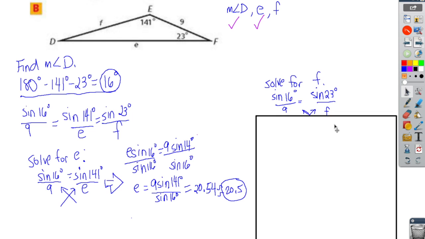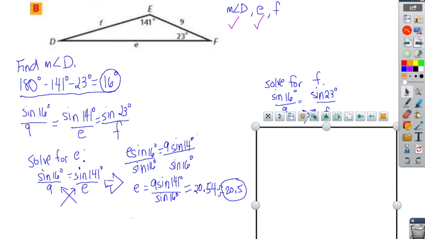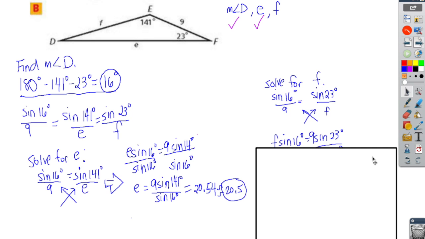We've set it up. Again, at this point, you have the option to use sine 16 degrees over 9, like I did, or if you prefer to use the second ratio, since you have E, you can do so. Whichever you choose will work just fine. We're going to cross multiply. That results in f sine 16 degrees equal to 9 sine 23 degrees.